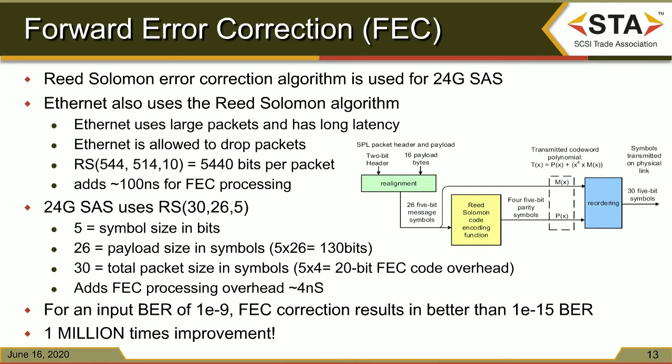By adding forward error correction, we're able to improve our error rate by 1 million times. And that's worth reiterating. That takes us from 22 errors every second to 1 error every 12 hours and 20 minutes. And for SAS or any sequential transaction, if you get a bit error, you can't just send that bit again. You have to send the entire transaction again to get it corrected.